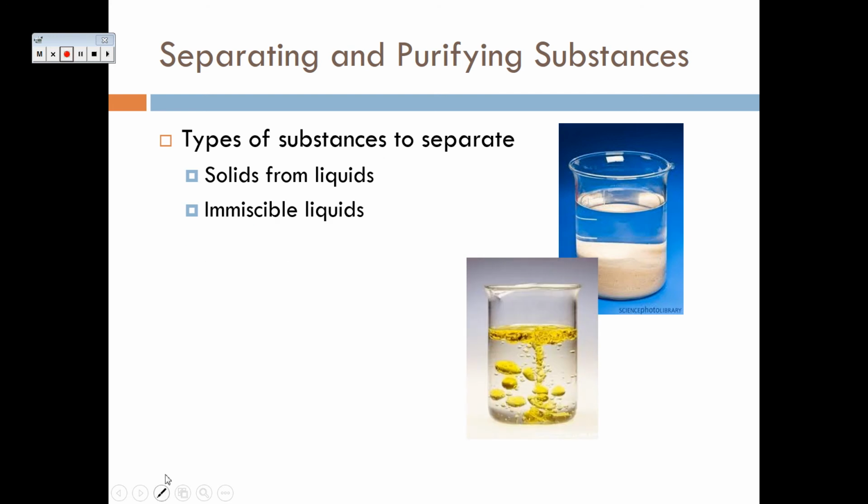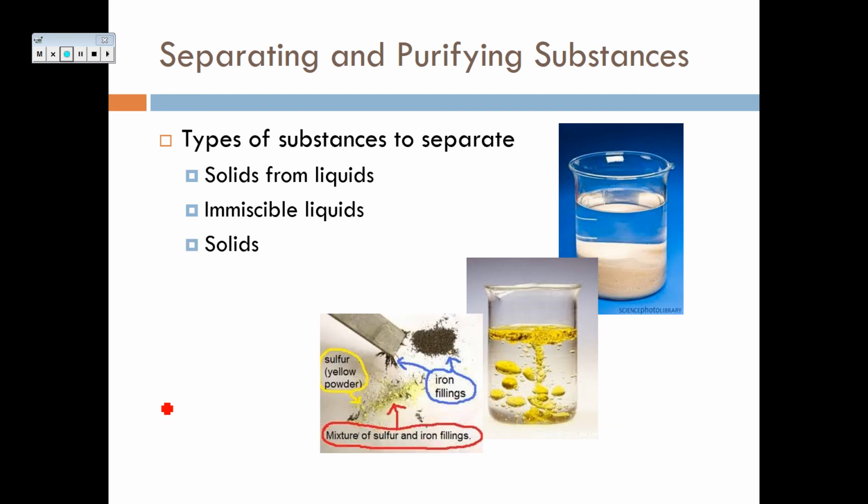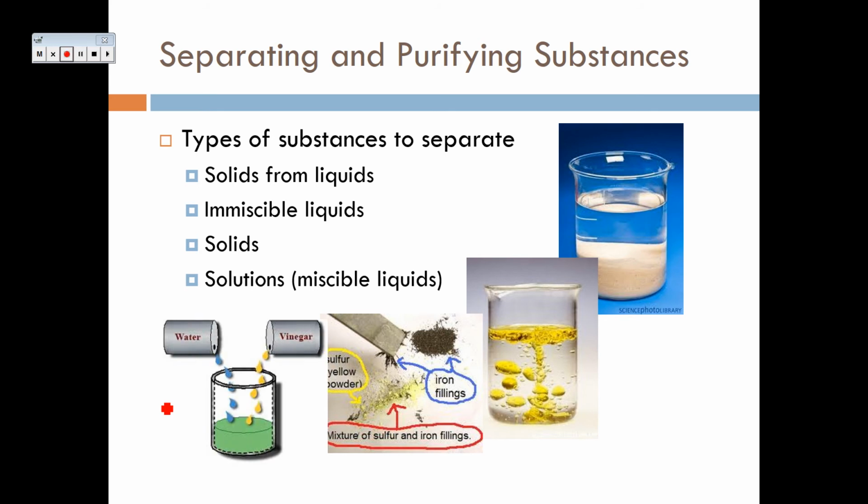Immiscible liquids are two liquids that are not dissolvable in each other. For example, water and oil, a nonpolar and a polar substance, will not mix together. We can separate solids from solids. And we can separate miscible liquids, which are liquids that do dissolve in other liquids, commonly called solutions, such as water and vinegar.